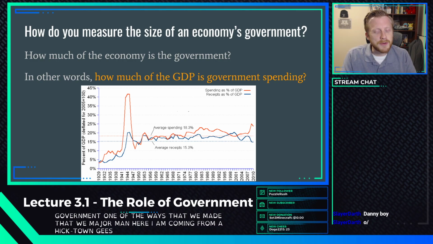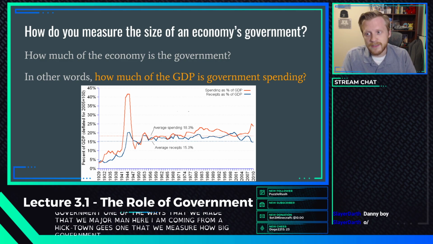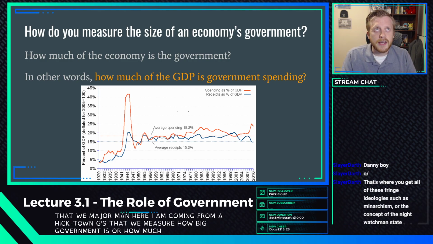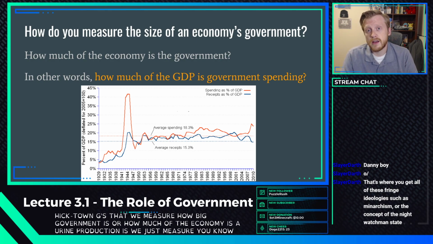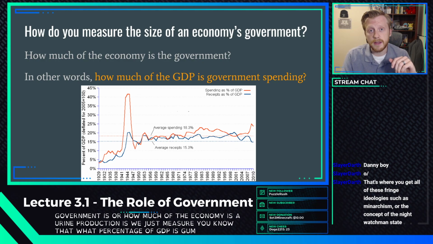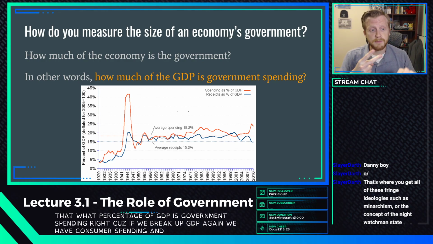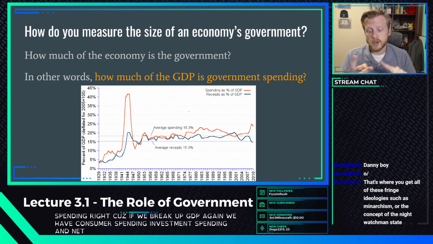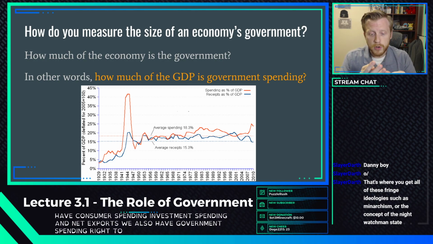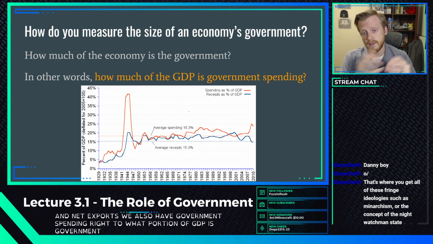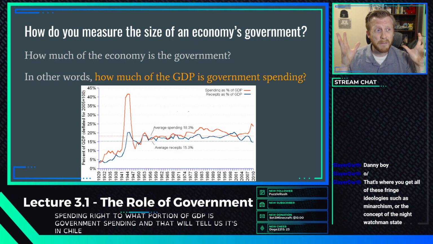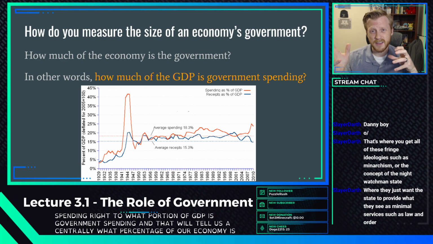One of the ways that we measure how big a government is, or how much of the economy is government production, is we just measure what percentage of GDP is government spending. Because if we break up GDP again, we have consumer spending, investment spending, and net exports. We also have government spending. So what portion of GDP is government spending? And that will tell us essentially what percentage of our economy is the government.